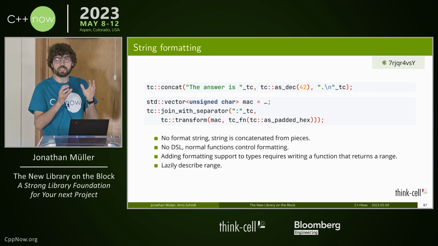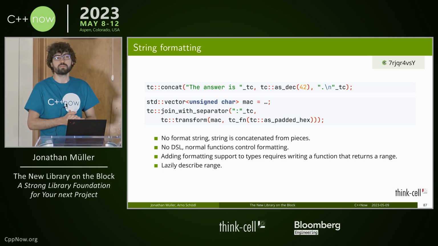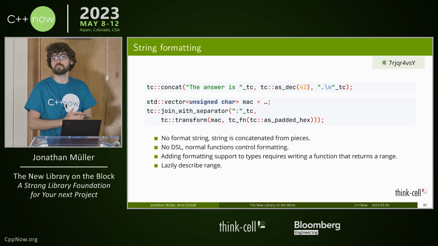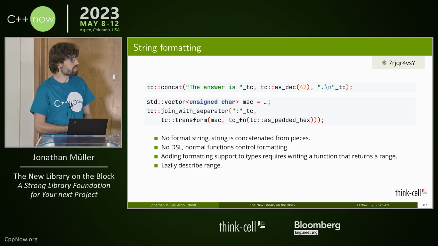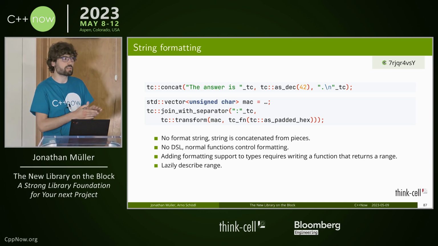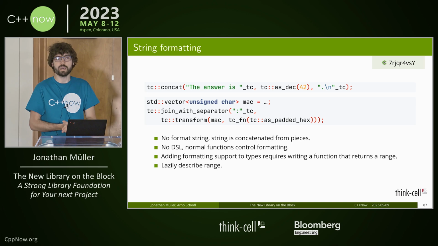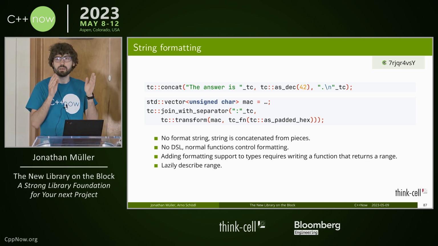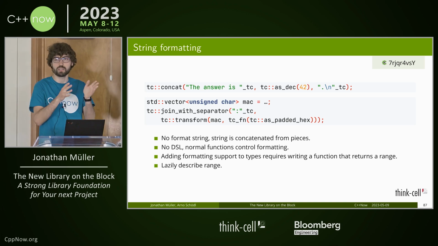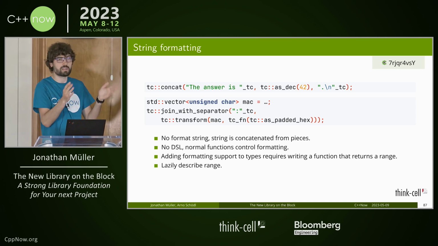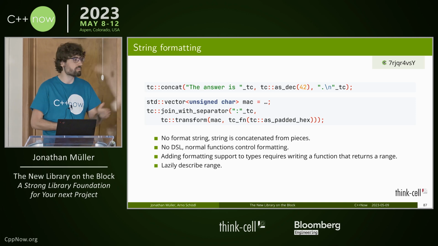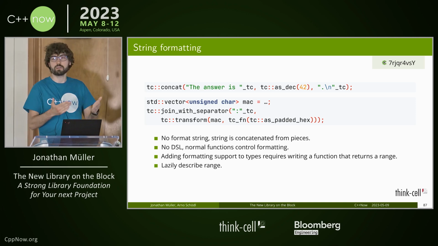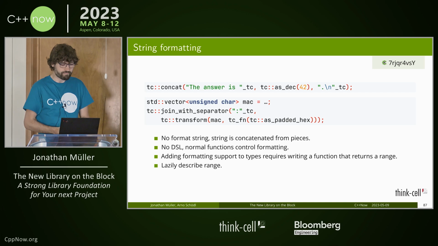To do the actual formatting part, we just call functions. For example, asDec is a function that converts a number into a range of characters that represent their decimal representation. And then the second example, we want to format the MAC address. So we first format each individual thing as padded hex, which gives us a range of characters, where each inner range is like the hex representation of an unsigned char, and then we just call join to join them all together with a custom separator. And this will then be a character range that we can work with.